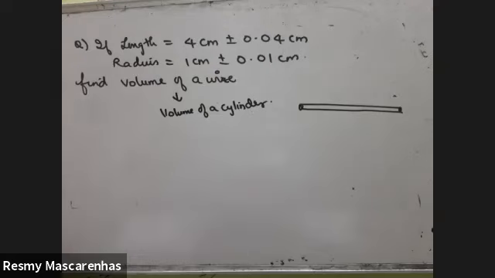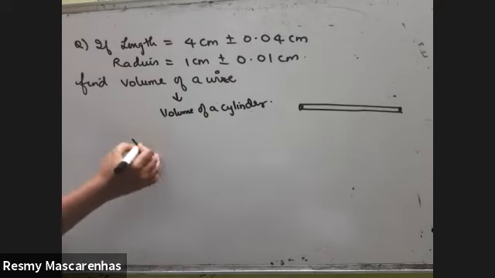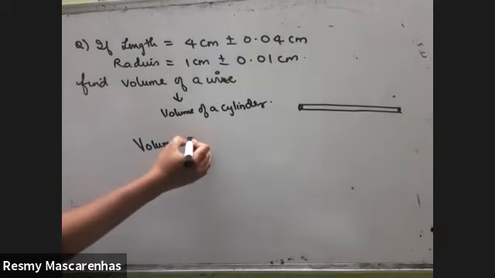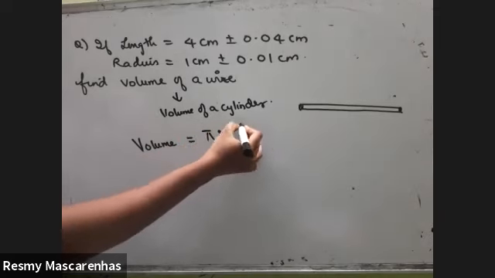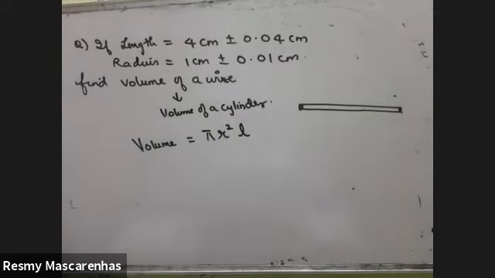Does anybody remember from the 10th standard mensuration chapter? What is the volume of a cylinder? I'll send you all the formulas in the group. Just remind me of all the mensuration formulas if you have forgotten. The volume of a cylinder will always be equal to pi r square L.